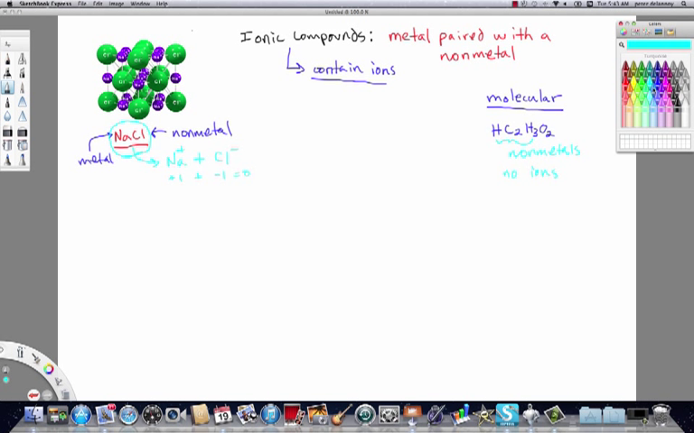All right, so when we look at the formula for an ionic compound, basically that formula is what we call the lowest whole number ratio. So it's the lowest whole number ratio of ions that sum to 0.